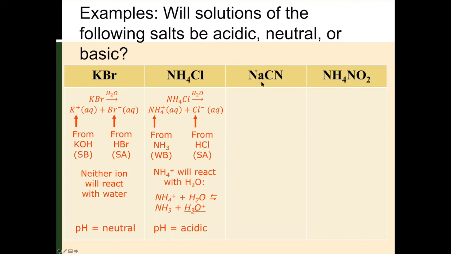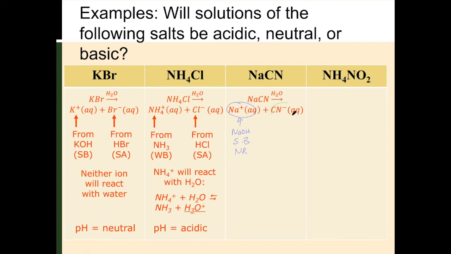Okay, what about this one, sodium cyanide? So once again, if it were dissolved in water, it would give us sodium ions and cyanide ions. We analyze the sodium ion. If it were to come from a base, which base would it come from? We just slap a hydroxide onto the formula, so NaOH, and I memorized that that is a strong base. Sodium hydroxide is a strong base, so we're not going to get any reaction with water from the sodium ion.